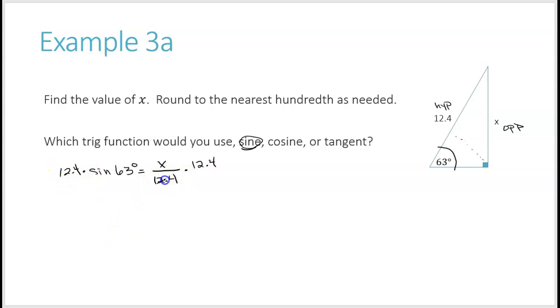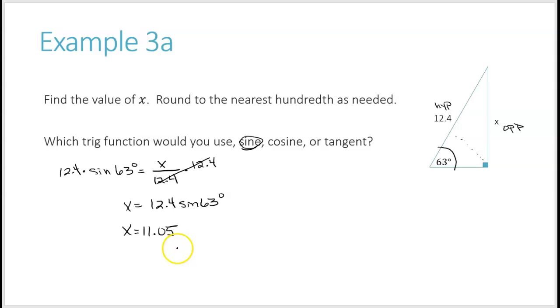Okay, so what this tells me then is that my x is going to be equal to 12.4 times the sine of 63 degrees. Okay, got an extra little dot up there. We'll get rid of that. So I would punch this whole thing in my calculator just like it is. So x equals 12.4 times the sine of 63 degrees. I'd like for you guys to punch that in. And I got 11.05 out of that.